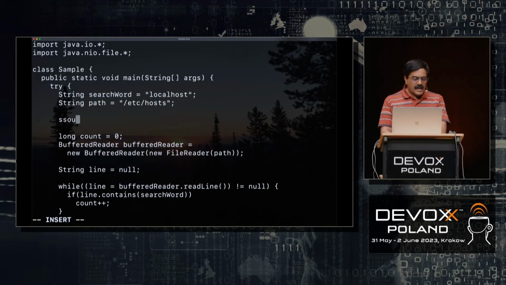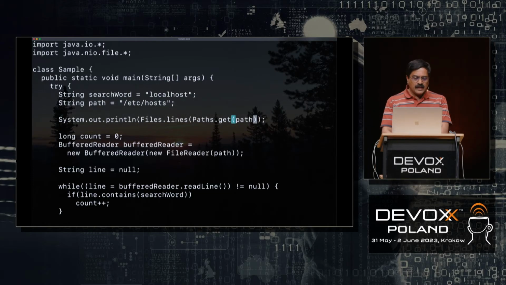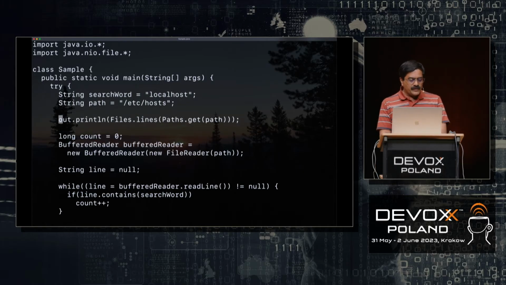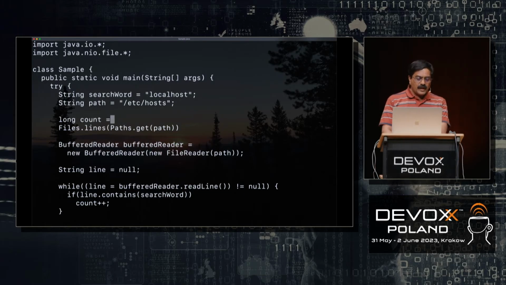So if I were to say in here, let's say lines, and Paths.get, and I'll put the path in there. If I execute that code, what am I going to see? When we take the files and ask for every line in the file, and then ask for that to be on the path, notice it says it's a stream, a reference pipeline. So what we know from this example is that lines is a stream, which is the result of it.